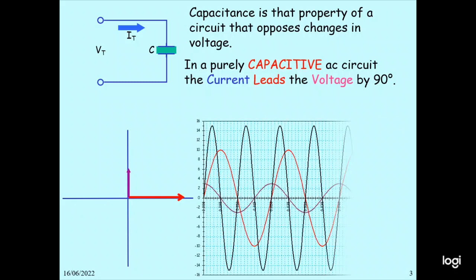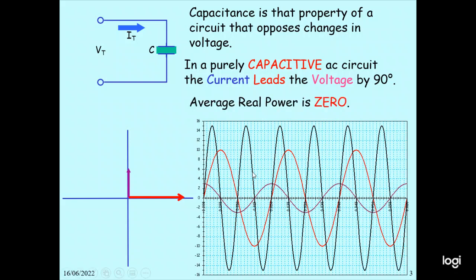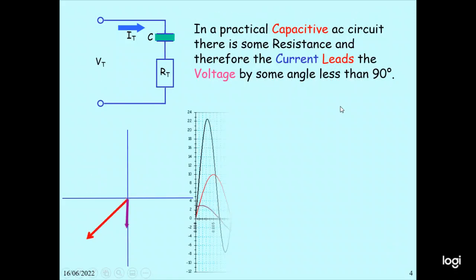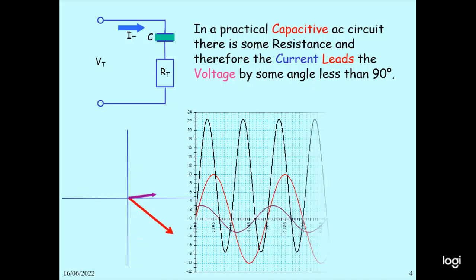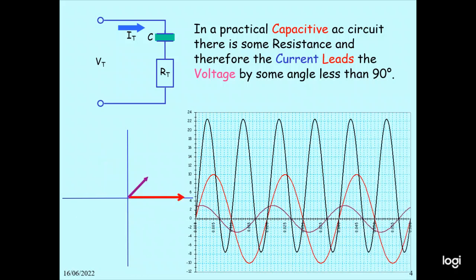Real power is zero. In a practical capacitive AC circuit, the current leads the voltage by a phase angle of less than 90 degrees. So in this case, you can see here.